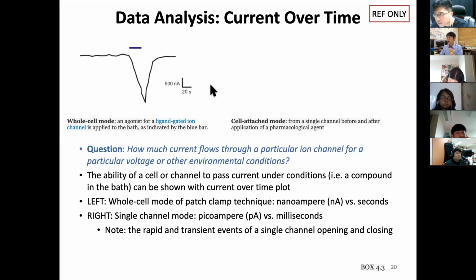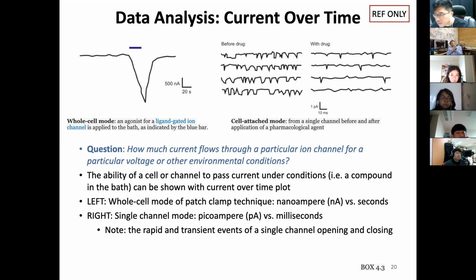And I want to also show another one. This is a single channel mode. Now we are talking about patch clamp of a single channel. And research is always about comparison, right? So before drug and after drug, you look at the differences. Now we are looking at more of this on and off, like a digital, binary type of signal. Before and after, we see striking differences. And this is in fact a cell-attached mode of patch clamp.